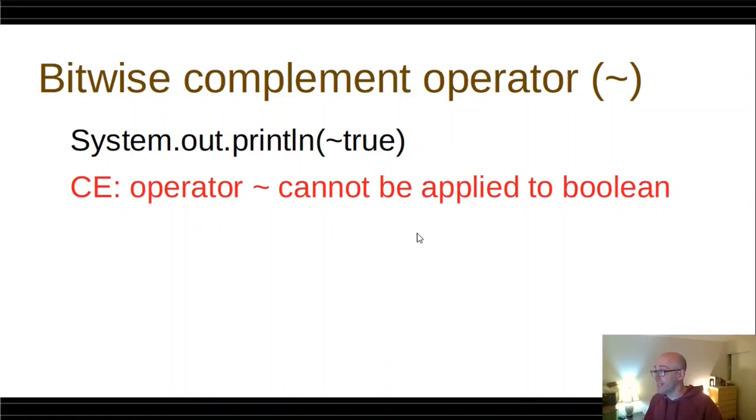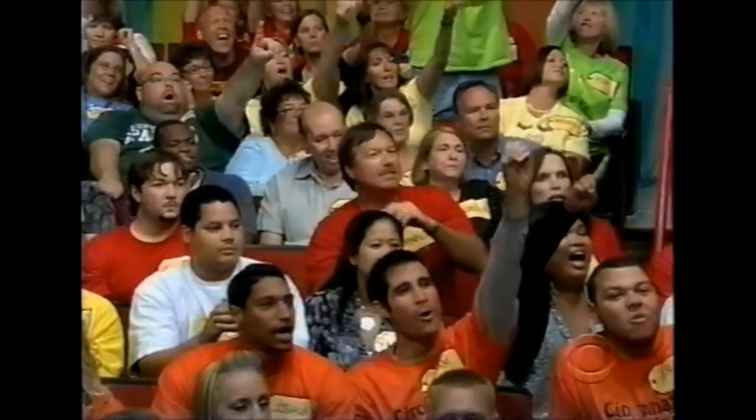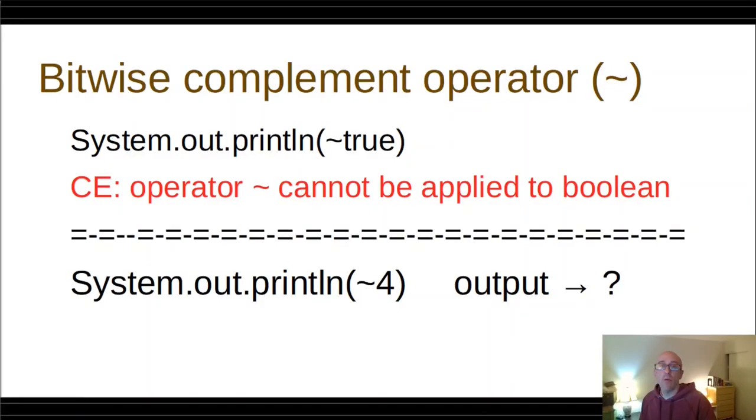So how about integers? What do you think will be returned if we apply this to 4? Maybe -4? I don't know. What do you guys think? Well, as a matter of fact, the bitwise complement operator on 4 is going to return -5. What? So why is that? Why are we getting -5?